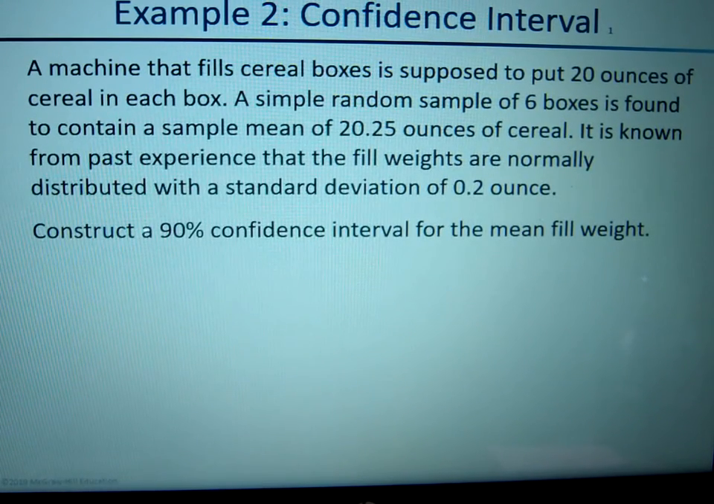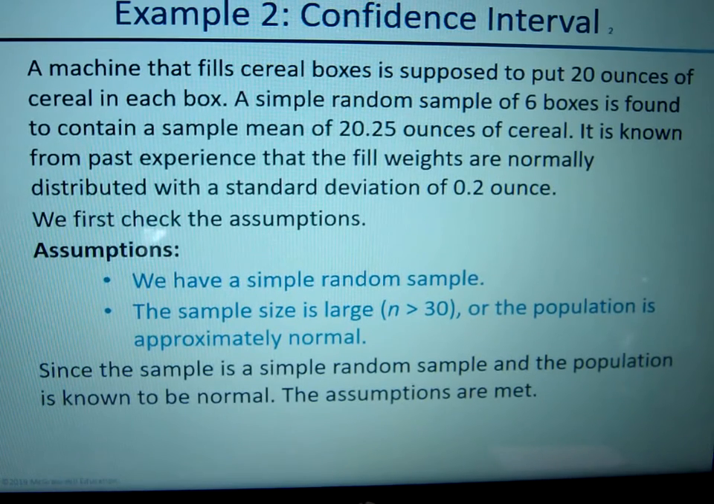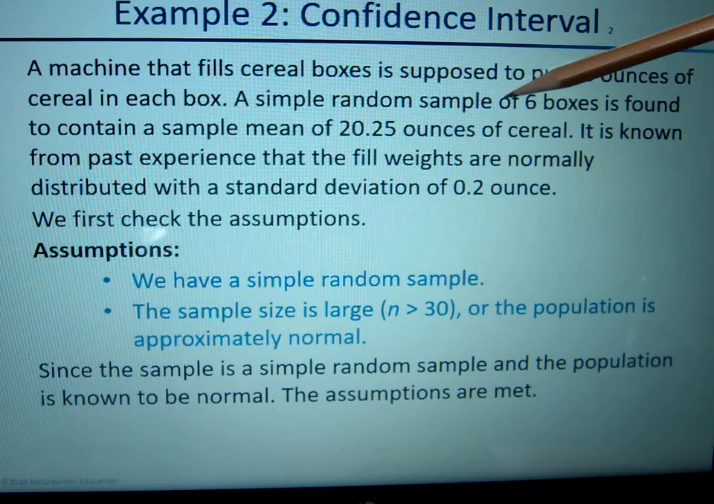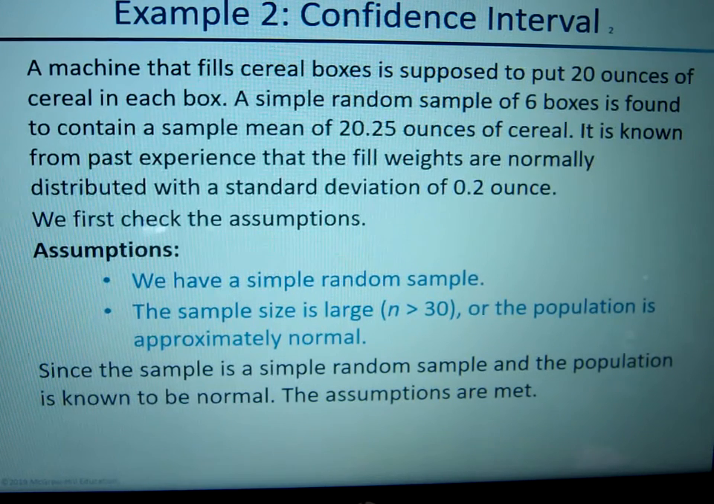So if we look at a machine that fills cereal boxes and it's supposed to put 20 ounces of cereal in each box, an SRS of 6 boxes is found to contain a sample mean of 20.25 ounces of cereal. It is known from past experience that the fill weights are normally distributed with a standard deviation of 0.2 ounce. So construct a 90% confidence interval. Well, first we have to check the assumptions. We see that we have an SRS, they tell us that, and that the population is known to be approximately normal.